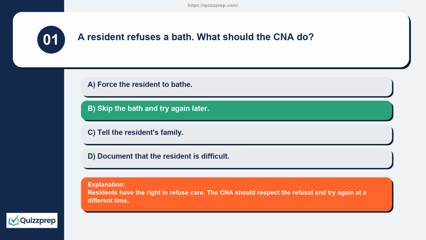Residents have the right to refuse care. The CNA should respect the refusal and try again at a different time.